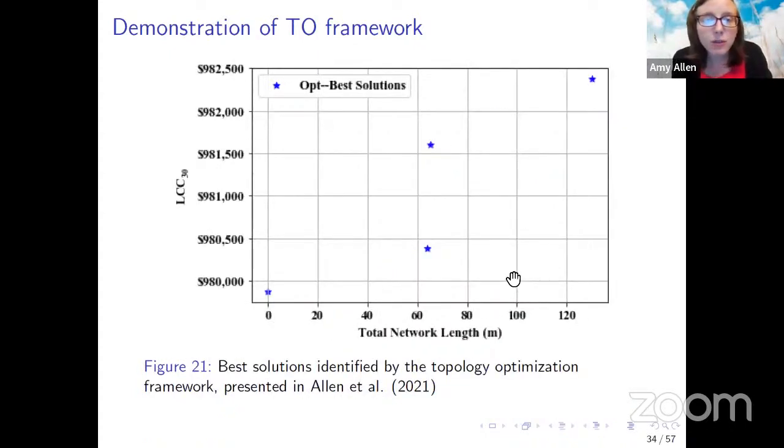This plot zooms in on those 4 solutions identified by the framework with very similar values of life cycle cost. One can see that the solution with, in fact, the lowest overall cost is the null case, in which no buildings are served by the network. And the closely competitive scenarios entail a very limited network connecting either only 1 or 2 buildings.